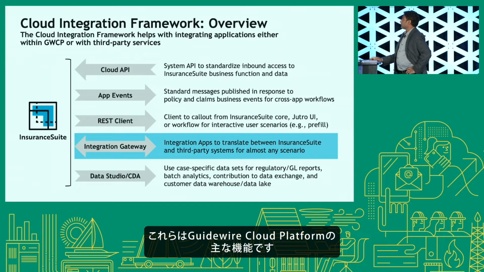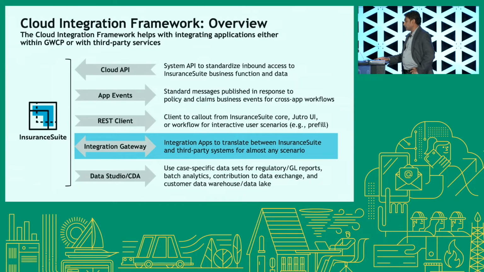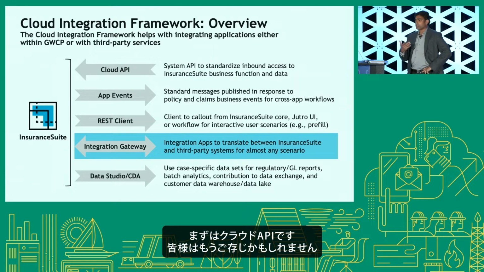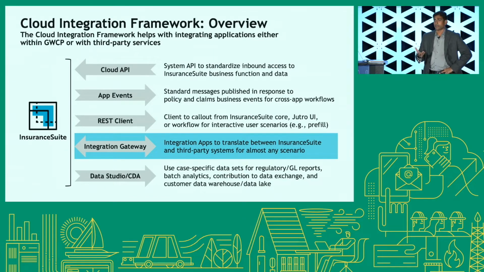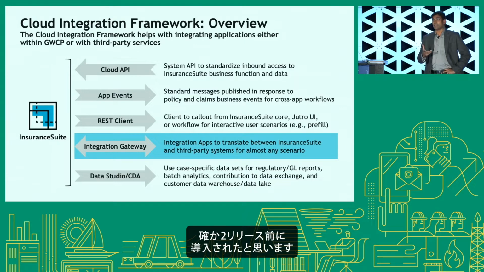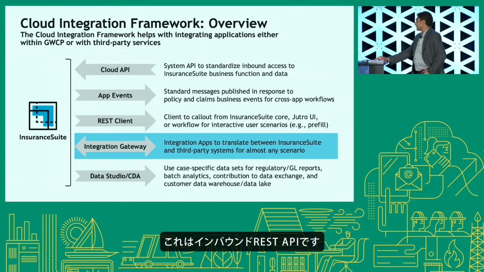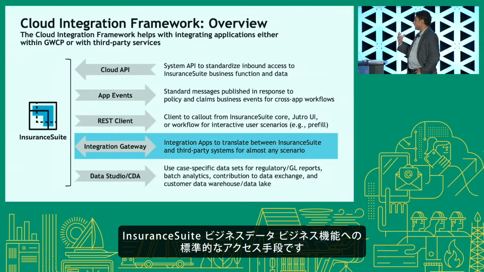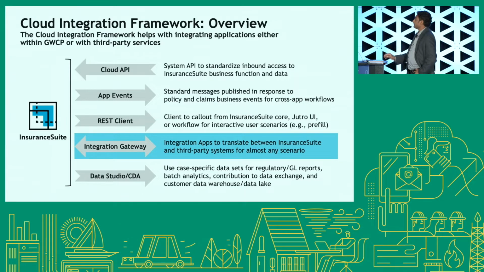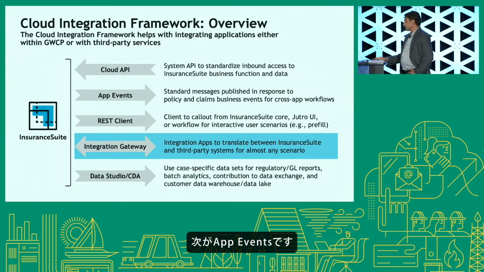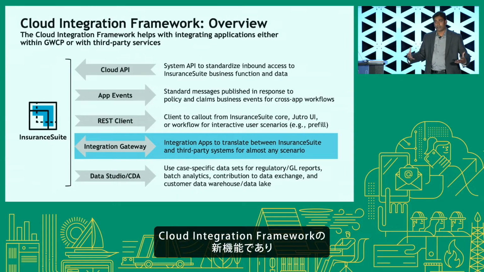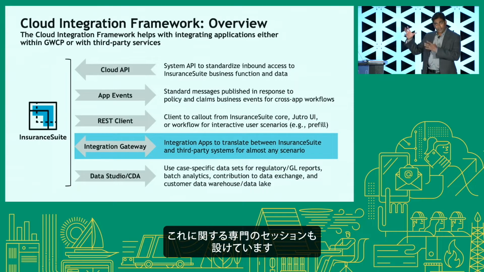So here are some of the key capabilities of the Guidewire Cloud Platform. You have Cloud API, which you may know already. We released this, I think, two releases ago, and we've been enhancing it. This is an inbound REST API, a standardized way to access InsuranceSuite business data or business functions. Then you have app events, which is a new part of the Cloud Integration Framework, and we have a session dedicated just to that.